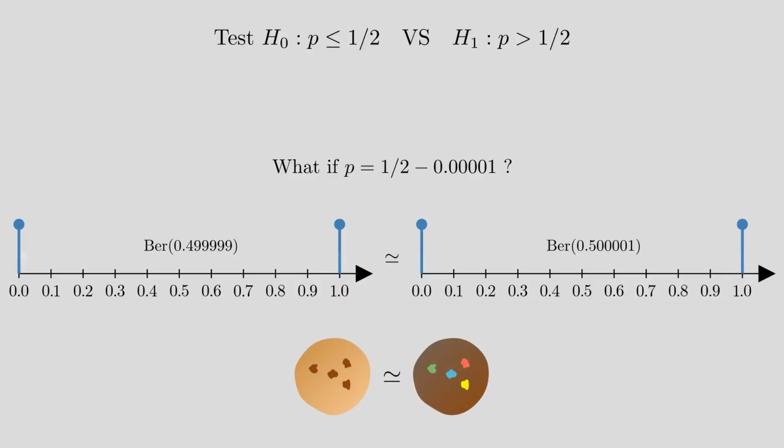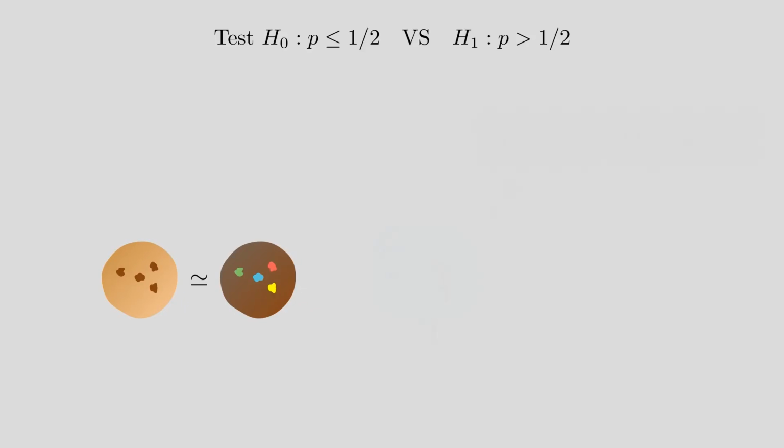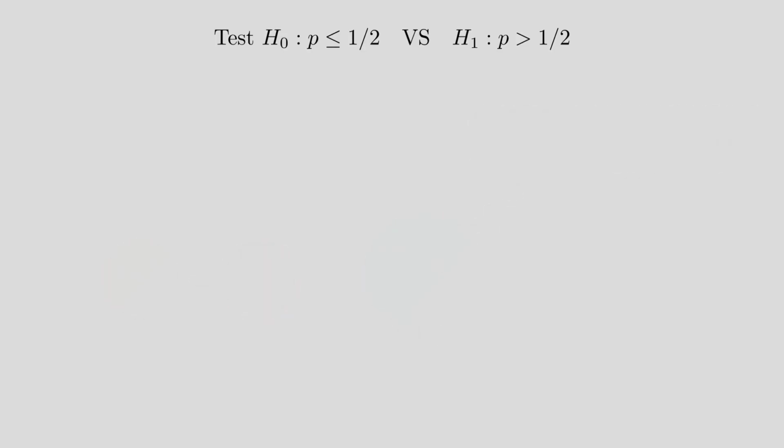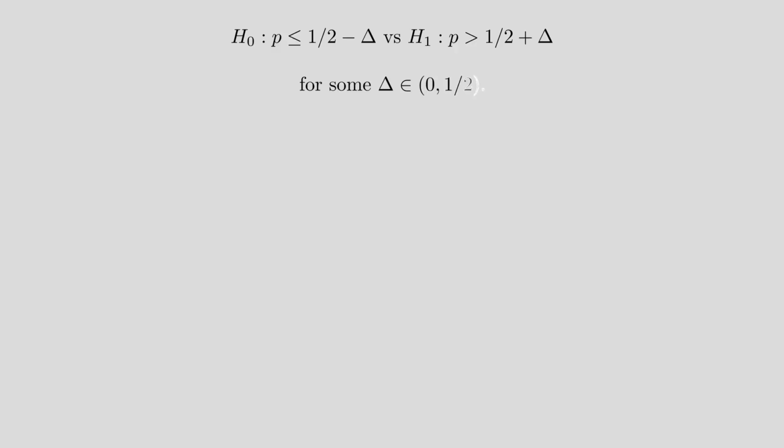Bob therefore decides that if the two cookies are close enough together, he won't bother changing snacks. So, he wants to test now whether p is smaller than 1/2 minus a slack delta, or if p is greater than 1/2 plus the slack delta.